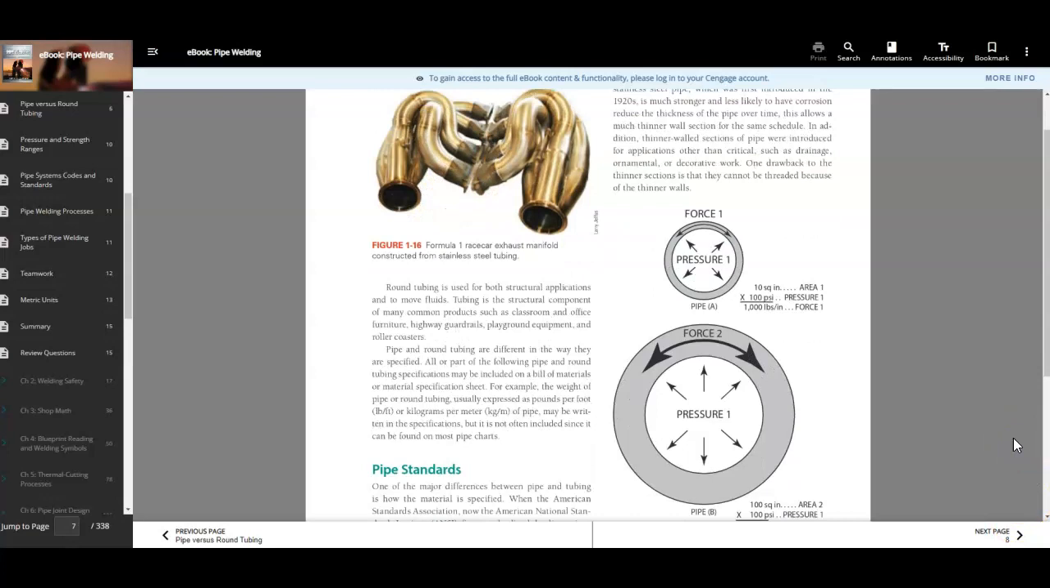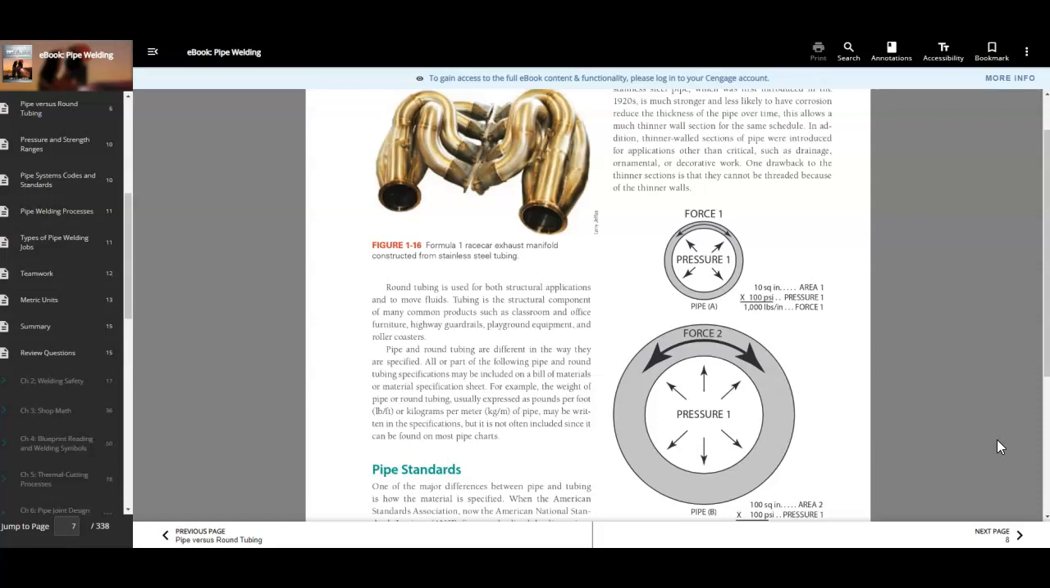Round tubing is used for both structural applications and to move fluids. Tubing is the structural component of many common products such as classroom and office furniture, highway guardrails, playground equipment, and roller coasters. Pipe and round tubing are different in the way they are specified.